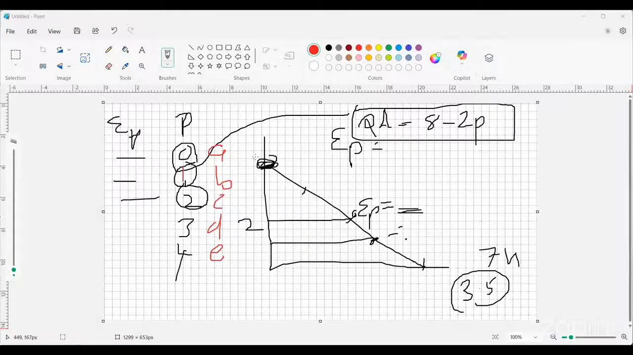But I asked each point to measure the velocity. So it's up to you whether you want to do it or not.